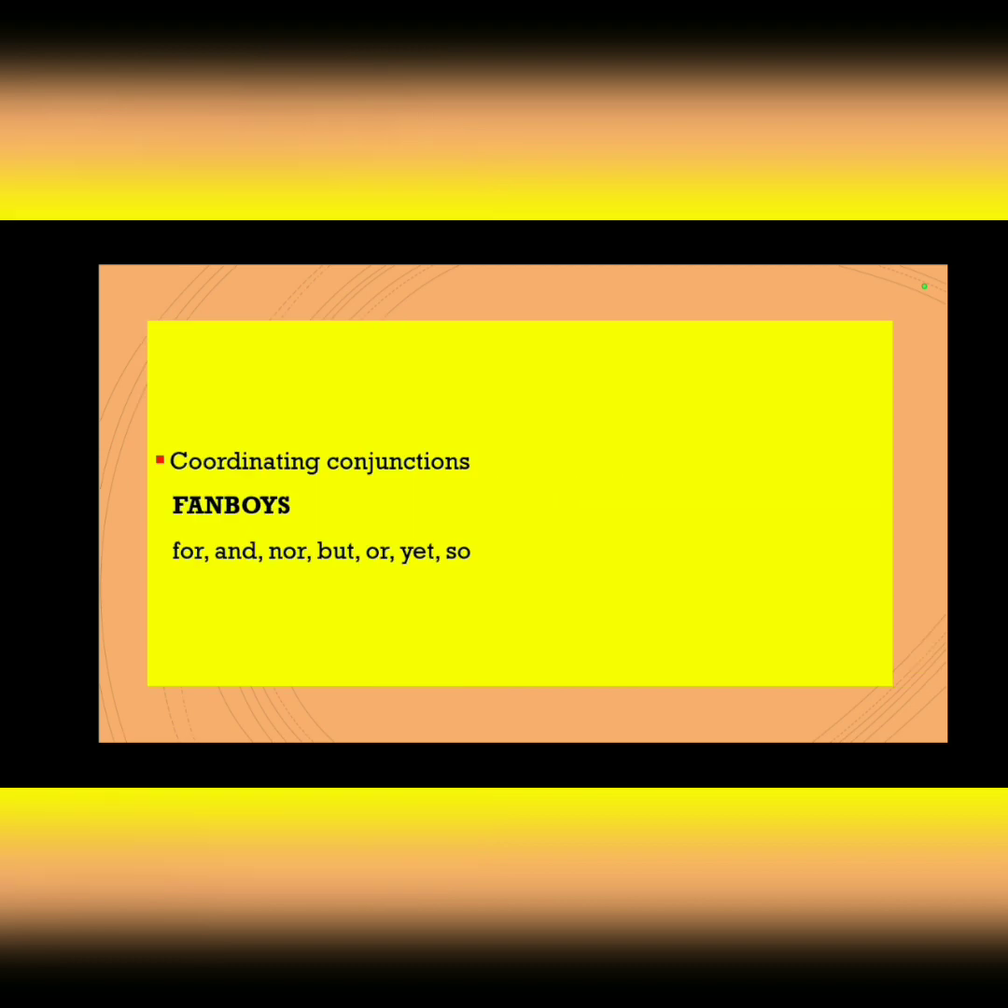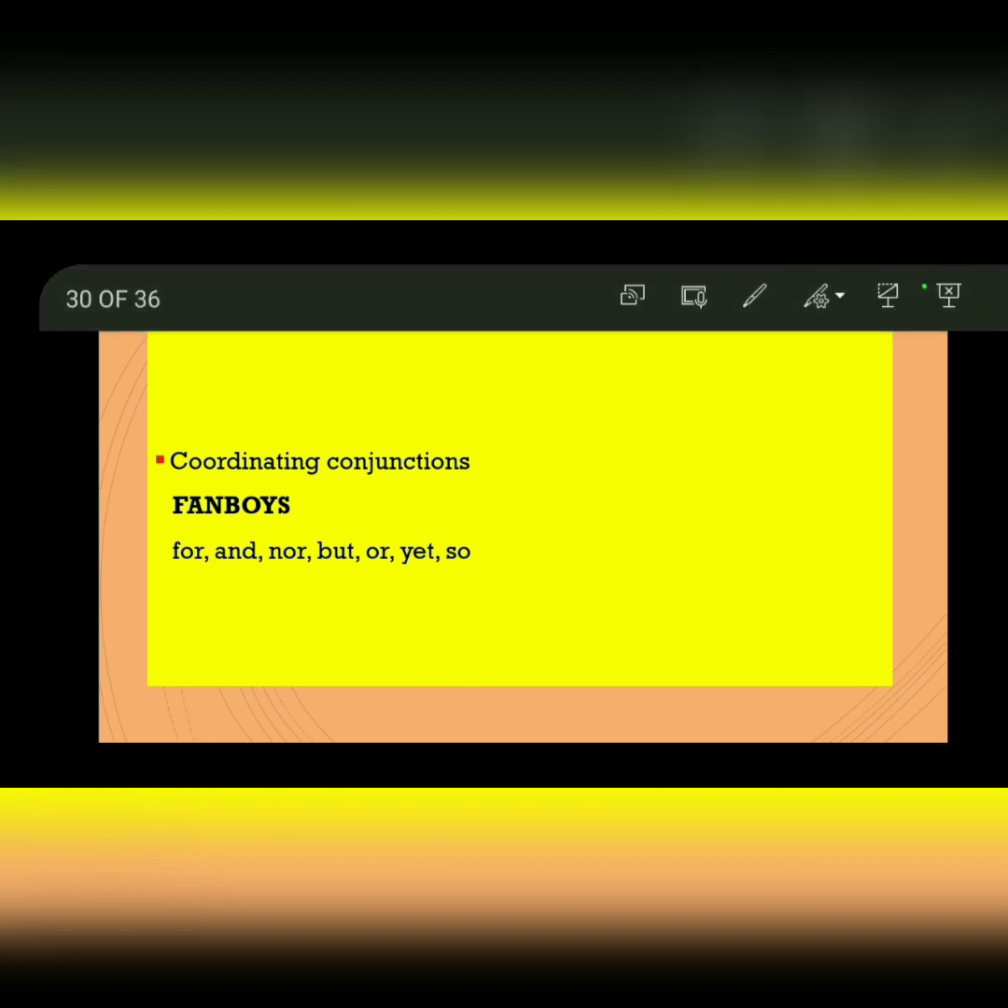The most common coordinating conjunctions are FANBOYS. No, literally. For, and, nor, but, or, yet, so. FANBOYS. That is a great way to remember them. Here we have two sentences or clauses of equal rank. I had a terrible headache. I still went to school.